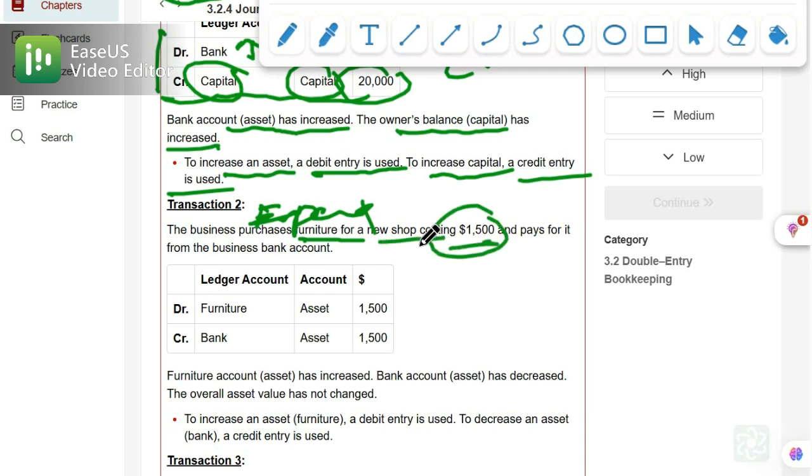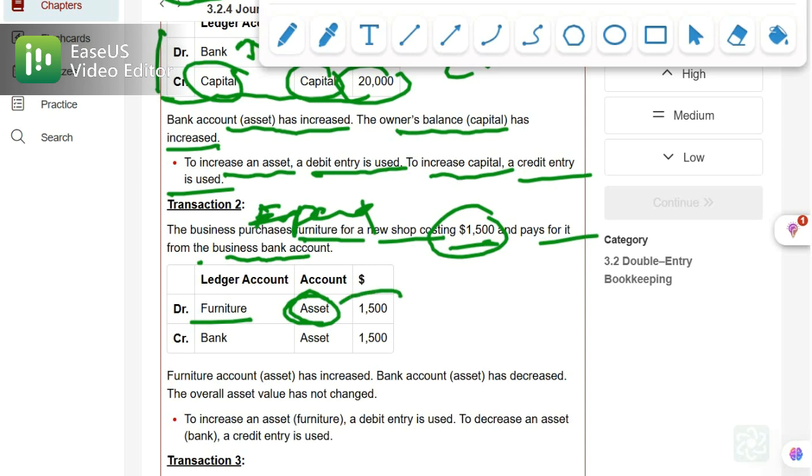This means that you are purchasing an asset, an increase in asset, the furniture, so that will be debit. And definitely you are also reducing your bank balance, and the bank balance is also an asset. So increase in asset will be debit. Decrease in asset will be credit. So here is the equation.